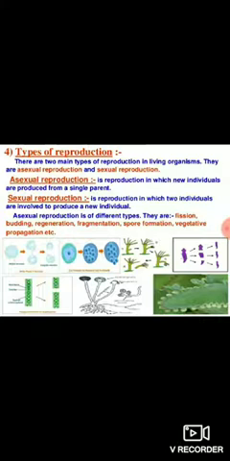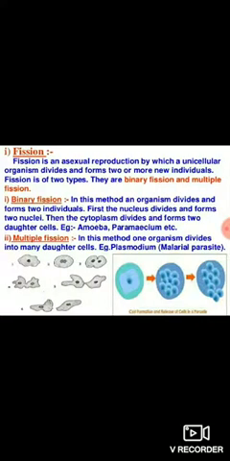Now let's discuss them in detail, first about fission. Fission is a kind of asexual reproduction in which a unicellular organism divides and forms two or more new individuals. Fission is of two types, binary fission and multiple fission. The literal meaning of fission is to divide. Fission यानी टूटना, जिसमें आपका एक single celled organism. The point to be noted here is that the organisms which carry out fission are mainly unicellular. So unicellular organisms divide into two or more new cells या two or more new individuals.